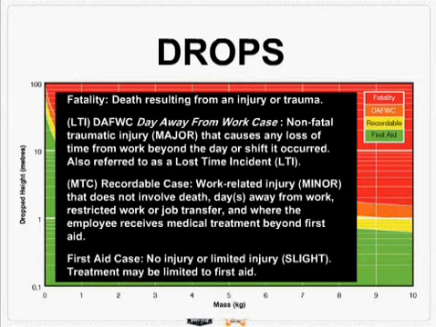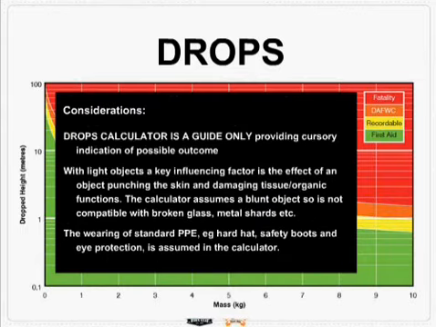With this, there's an X and Y axis depending on the height of the drop and the weight of the item that's dropped and where that falls in this potential consequence calculator. Some considerations include these are blunt objects. It doesn't consider things like shards of glass or shards of metal that could fall and have a better chance of piercing the skin. And it also considers that standard PPE is worn, including hard hats and steel toes, things like that.